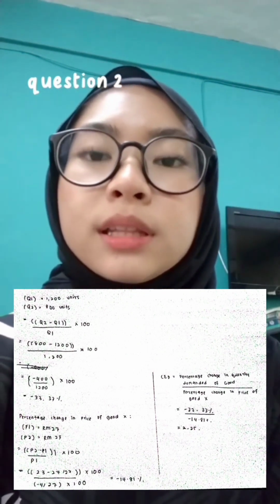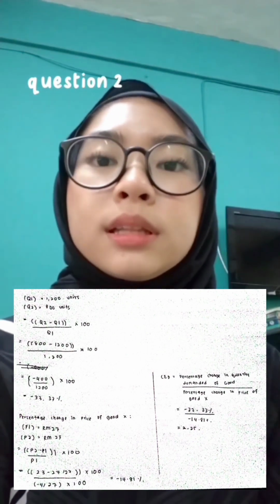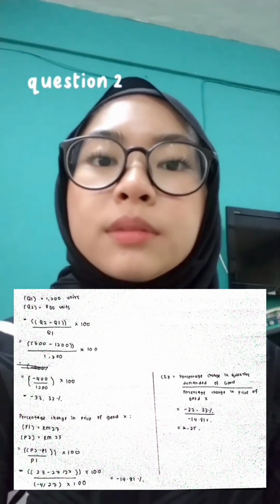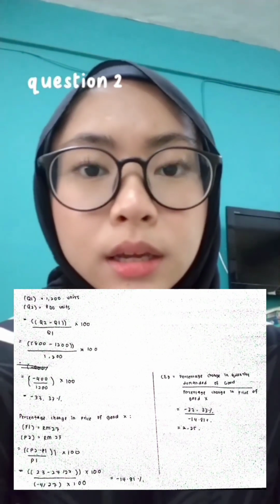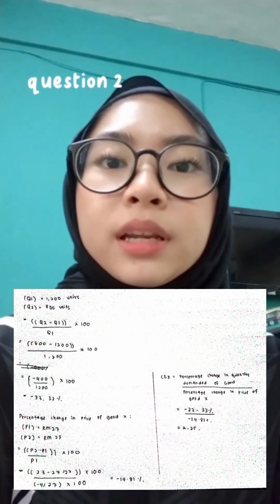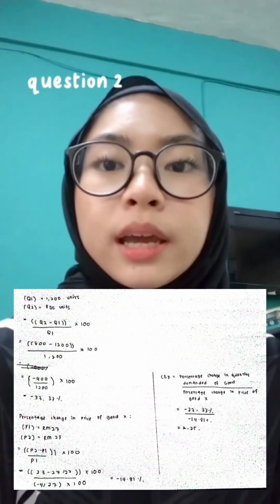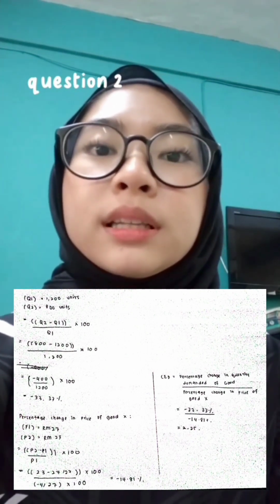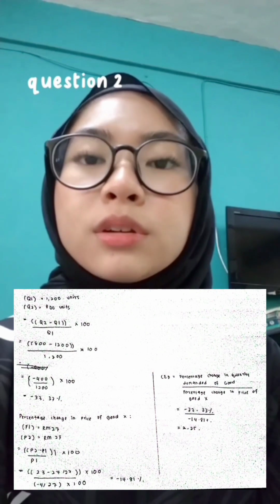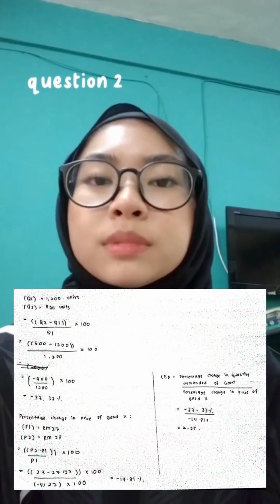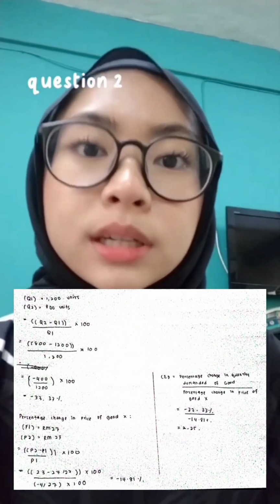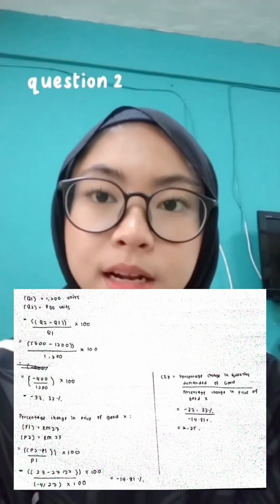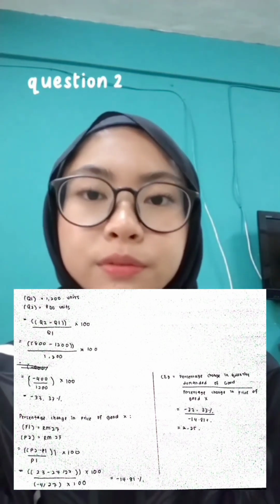Percentage change in quantity demand of good Y equals (quantity 2 minus quantity 1) over quantity 1 times 100, equals (800 minus 1,200) over 1,200 times 100, equals negative 400 over 1,200 times 100, equals negative 33.33%.